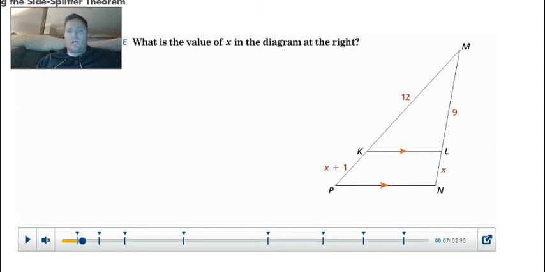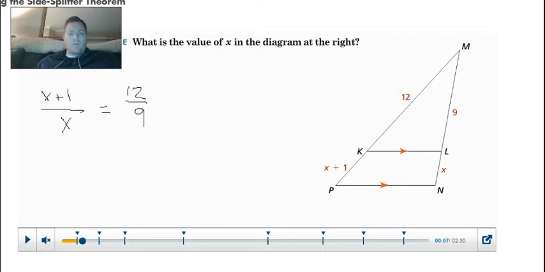We can go this over that way, as far as x plus 1 over x. So I'm putting this side over that side is equal to, and I go from 12 over 9. I could set it up that way, or I could also set it up as x plus 1 over 12, which is going to equal, on the bottom right here, the bottom over the top, x over 9 that I have right here.